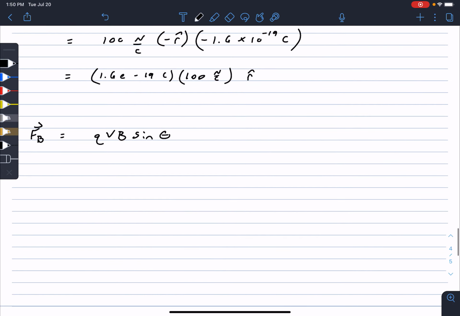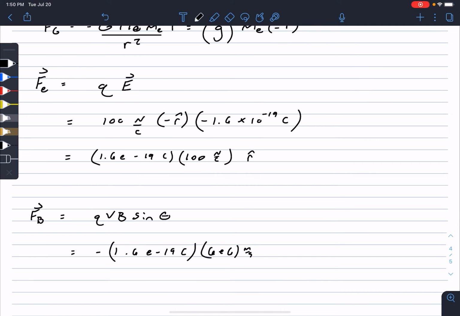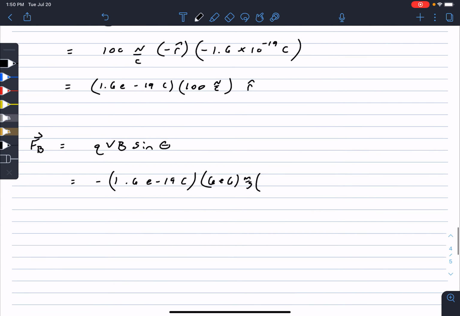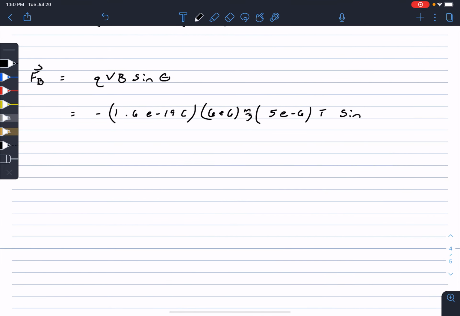But let's be careful because we have an electron, and that's a negative charge. So that's 1.6 e to the negative 19 coulombs times velocity, 6 times 10 to the 6 meters per second, times the B field, which is 50 micro, so 50 times 10 to the negative 6 Tesla. And sine of the angle is 90 degrees, that's going to be 1. If we plug all of this in, we end up with 4.8 times 10 to the negative 17 newtons. And remember, we have this negative sign out here, so that's going to be in the negative r hat direction.